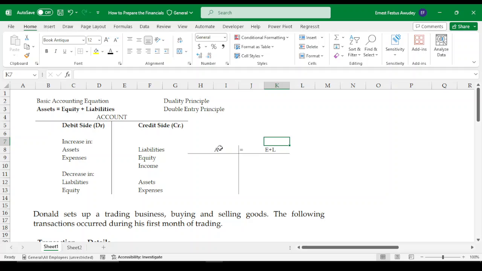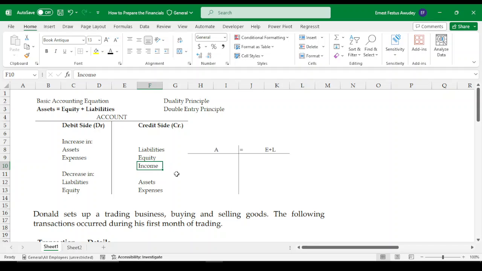Now, transactions do not only involve assets, equity, and liabilities, they also involve expenses, income, losses, and gains. All right. So what we are saying is that expenses, whenever they increase, are also debited. All right. Whenever expenses increase, they are debited. Take note of that. And whenever income increases, it is credited. Whenever income increases, we credit it. That is, we record it at the credit side of the T account.